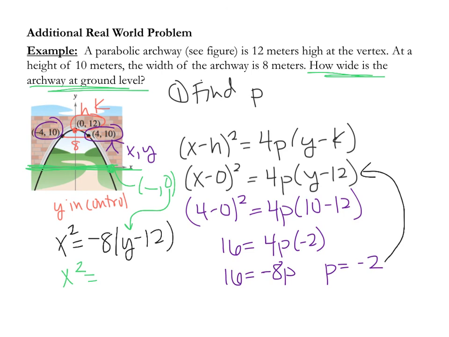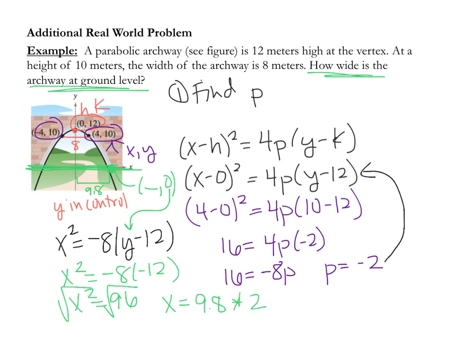I get x squared equals -8 times -12. That's x squared equals 96. And then you're just going to take the square root, and that's going to be a decimal answer. That comes out to 9.8. But that would really only measure how far it is to get out from the y-axis, that would be 9.8. We've actually got to double that to get the width of the whole archway. So the whole archway is going to be 19.6 meters.